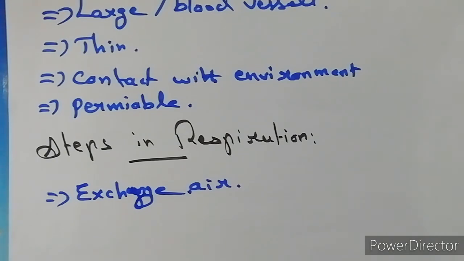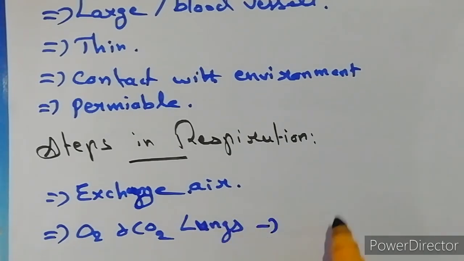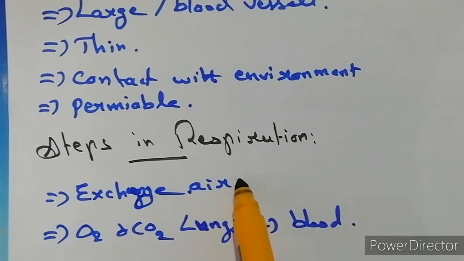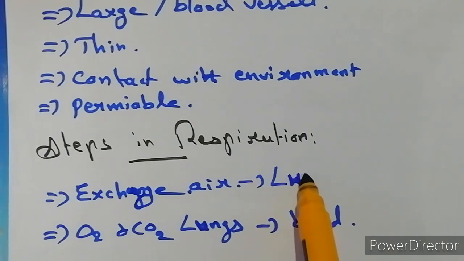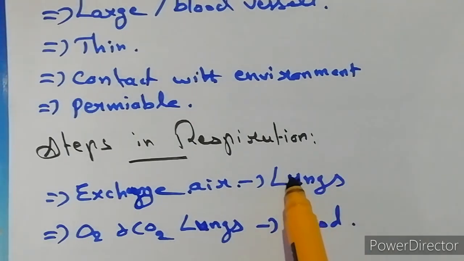Right. Then the next one is the exchange of oxygen and carbon dioxide from the lungs to the blood. So first we said from the environment to the lungs. Here, from the lungs to the blood again. Right. And the third step is the transportation of oxygen and carbon dioxide by the blood.